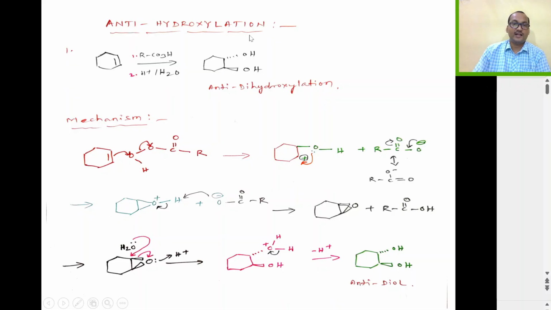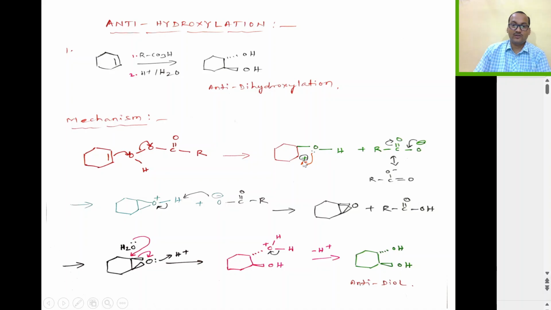Now let's talk about anti-hydroxylation. So this alkene reacts with peracid RCO3H and H plus, water, giving rise to anti-dihydroxylation. So here one will be above the plane, and this dotted line is below the plane. What happens? This alkene reacts with the peracid. So this alkene will attack this oxygen, and this O-O bond will break on this oxygen. So as a result, you end up with this species.